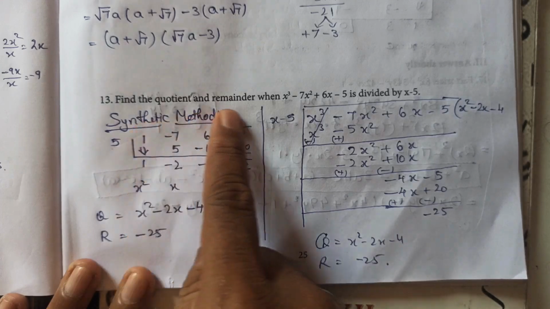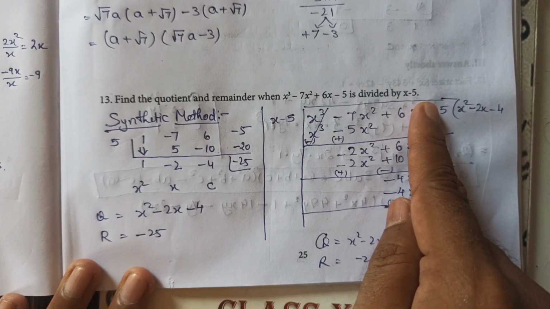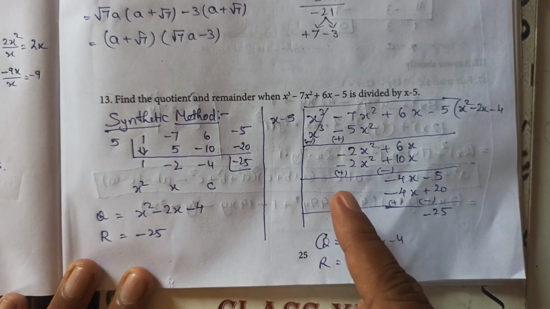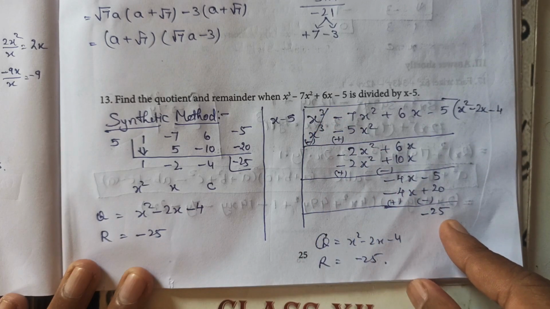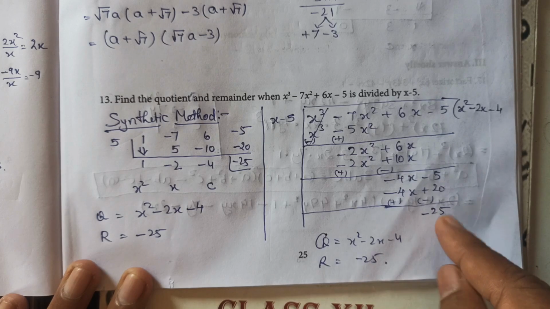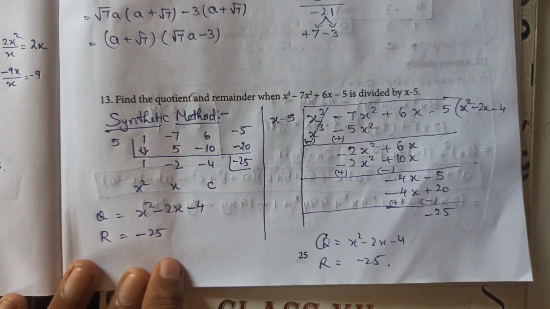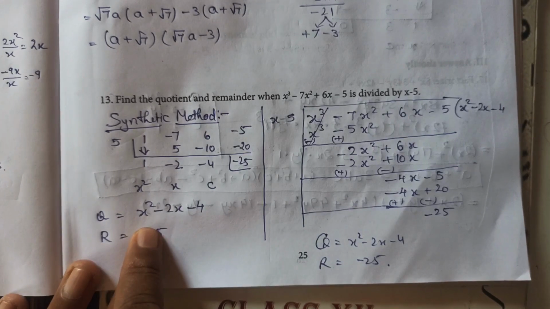Find the quotient and the remainder of this by dividing by x minus y. So one must know the division method, which is clearly done here. You can pause your video and check this, and it can be done with the synthetic method. So it can be done with both the methods.